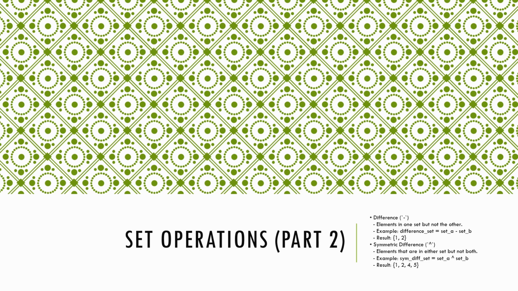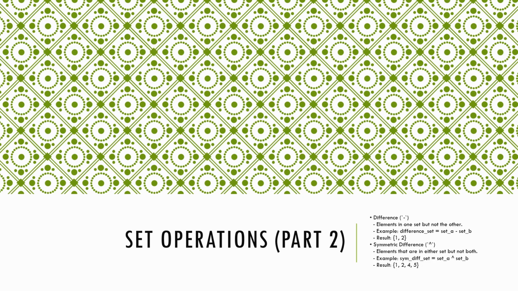Moving on to more set operations, the difference operation, denoted by a minus sign, returns elements that are in one set but not the other. For example, set A minus set B will give 1, 2 because these are elements in set A that aren't in set B.